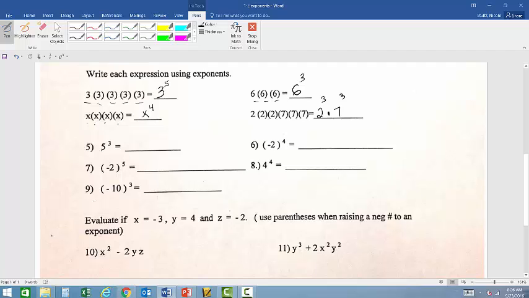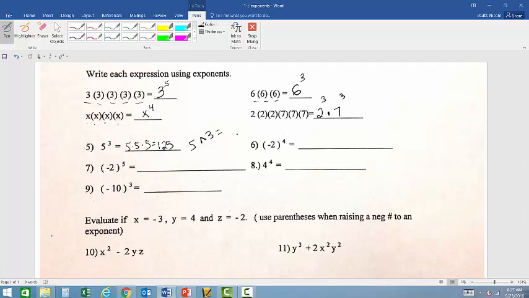So let's look at 5 to the 3rd. That means 5 times 5 times 5, which is 125. Now you can type that in a calculator, just a lot quicker. You would hit 5. You should see a little caret button. I call it a caret. And then whatever your exponent is, and then you hit equals. And it should tell you 125.